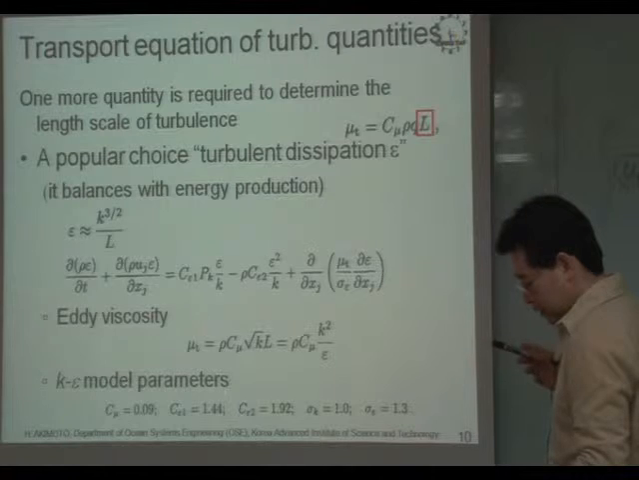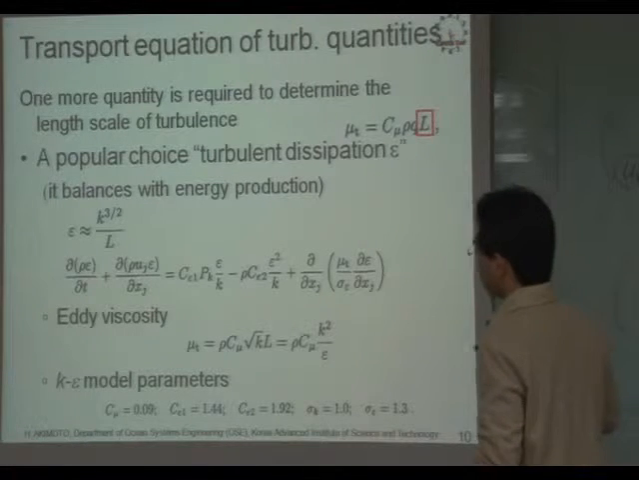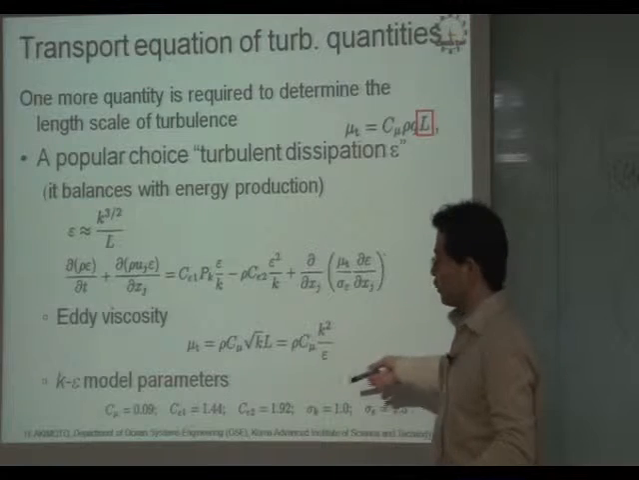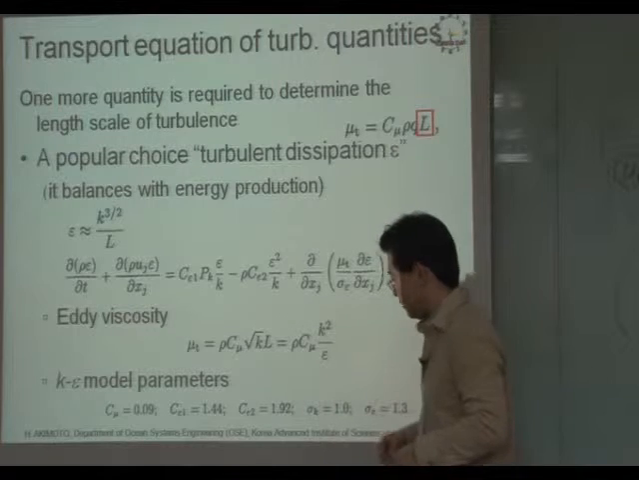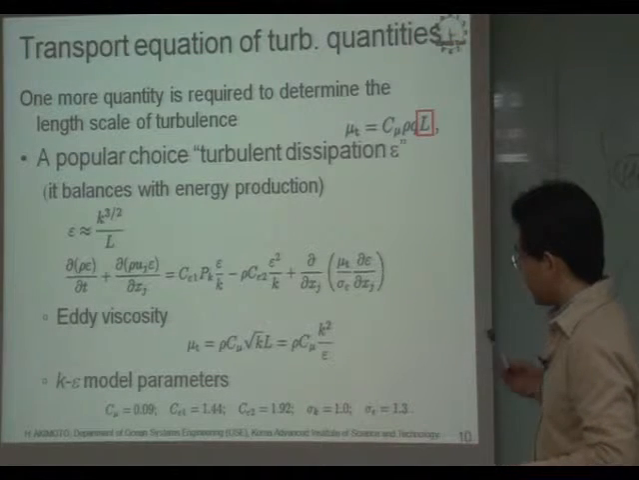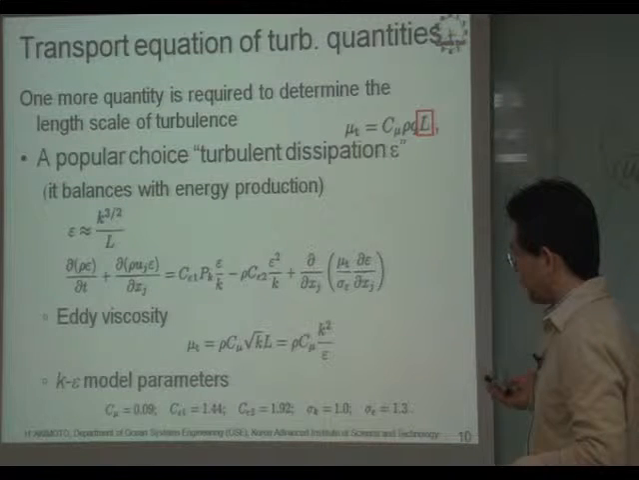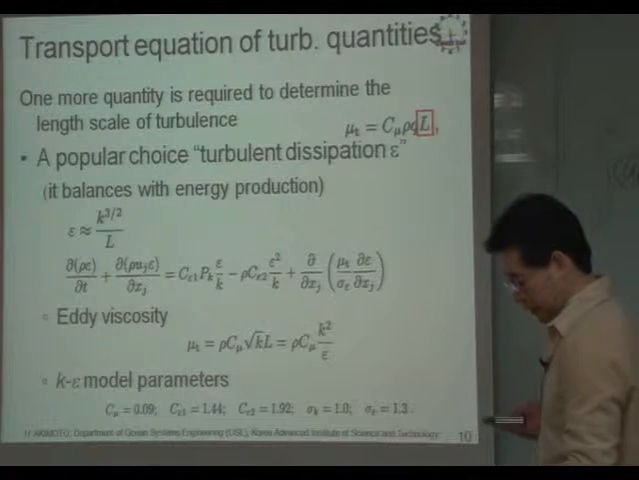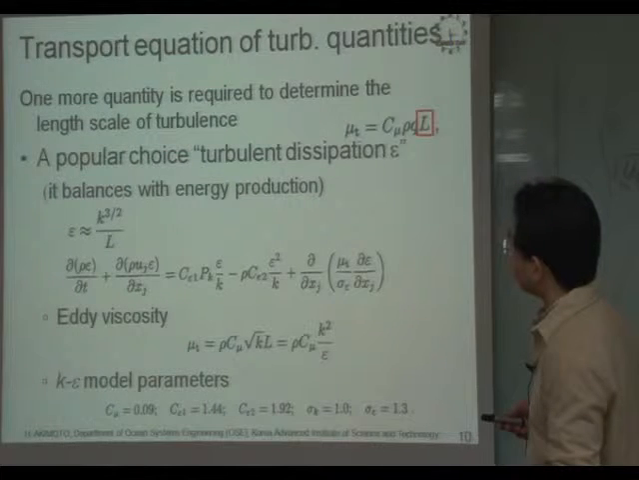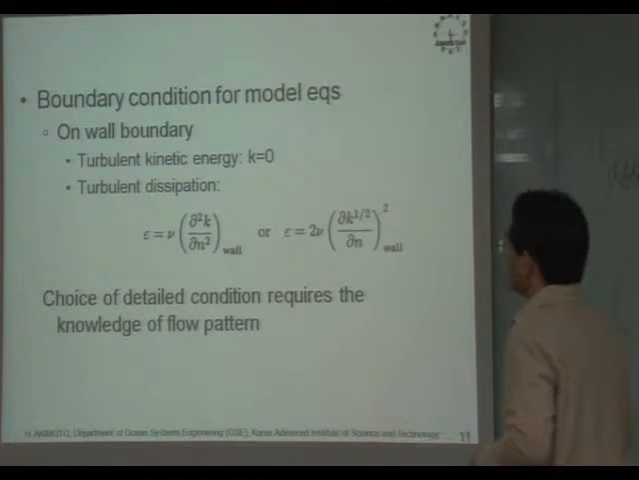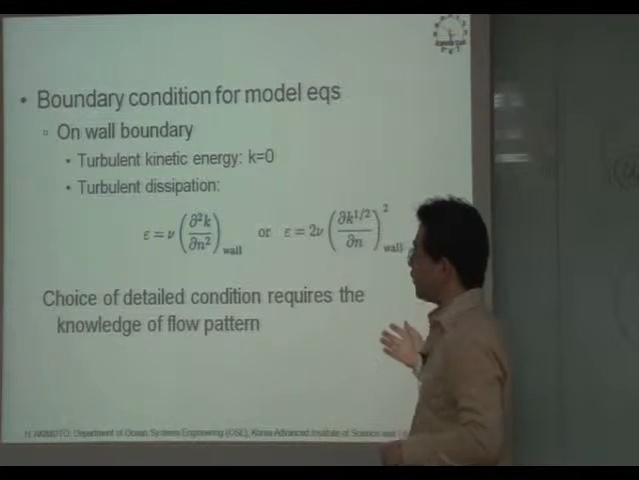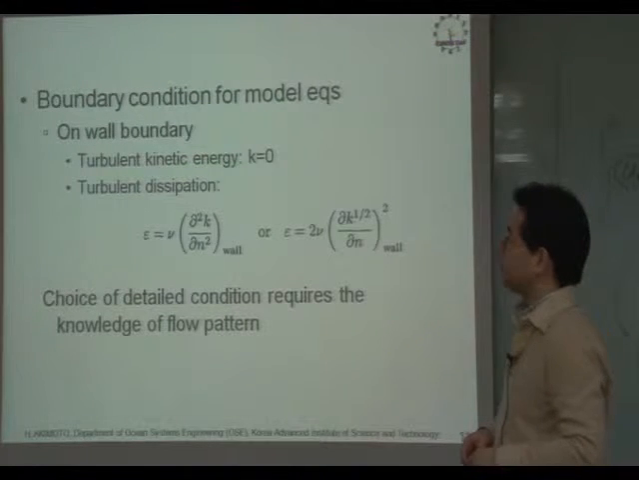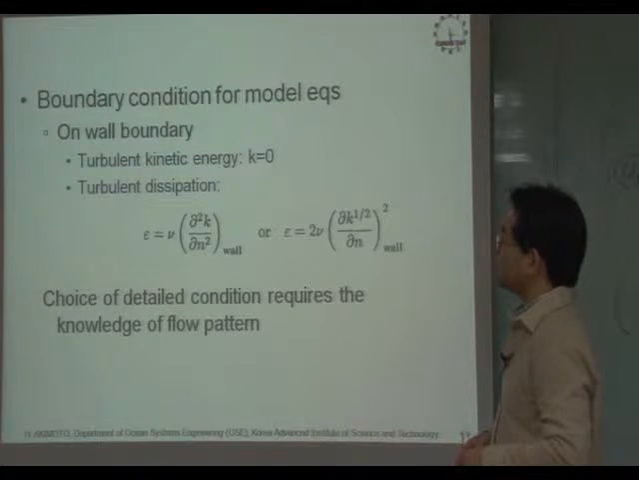So the knowledge is not clear in the k-epsilon model. It requires some empirical information of these parameters. But in some cases, they are already validated based on experimental data. The actual usage of the k-epsilon model requires further discussion of boundary conditions.